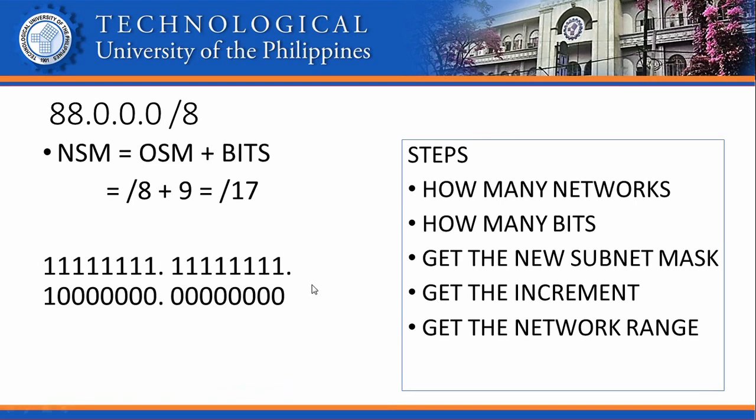Ano sabi? I-convert lang natin yung NSM natin into binary. No? So, 8, first octet, 8 sa second octet, which is 16 in total, 16, 17. No? So, this time, nasan yung pinakahuling octet na may value tayo? Nasa third octet. No? Kasi, from 16 plus 1, 17. Okay? So, nasa 128 tayo.